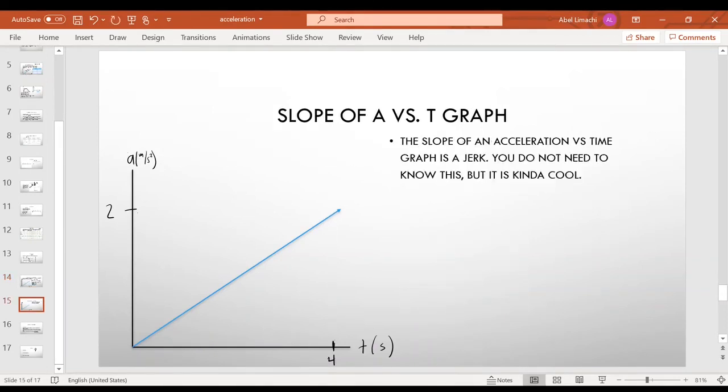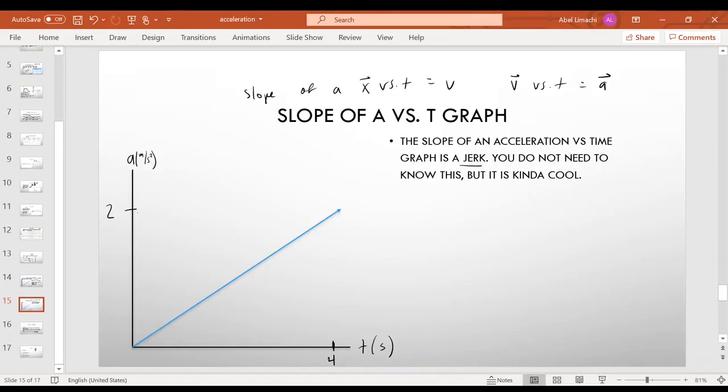The slope of an acceleration versus time graph. Now you know that the slope of a position versus time graph is equal to the velocity. You know that the slope of a velocity versus time graph is equal to the acceleration. So the acceleration versus time graph, the slope of it is going to be equal to something. The slope of an acceleration versus time graph is a jerk.